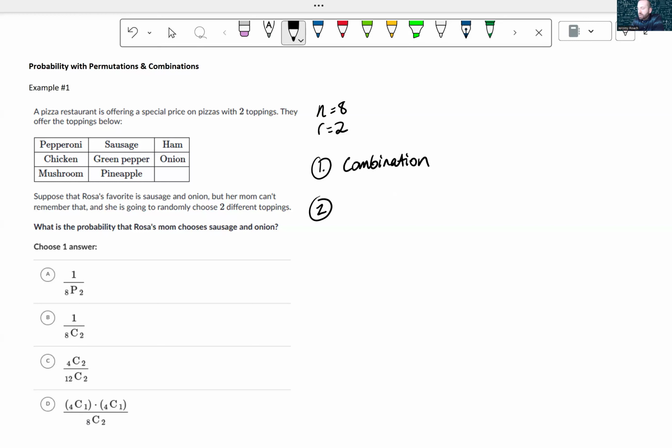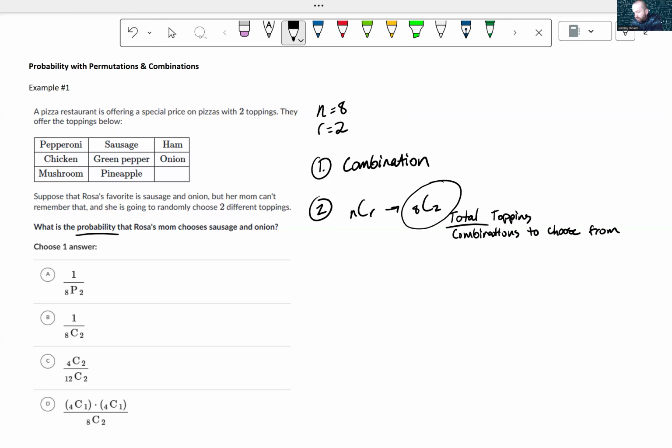Now we're going to write the combination formula. So this is nCr, which is 8 choose 2. And this is the total amount of topping combinations that they could choose from. Okay, and now we're talking about probability. Total goes on the denominator of our fraction. So now we know that this is our denominator.